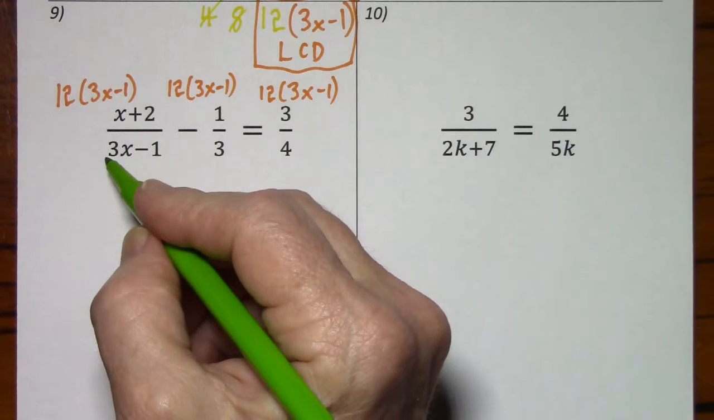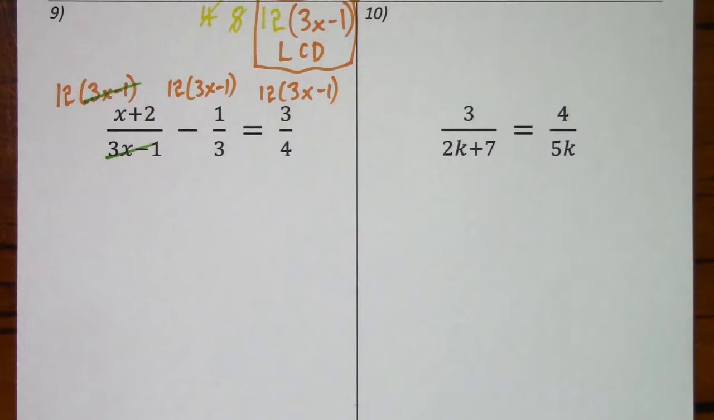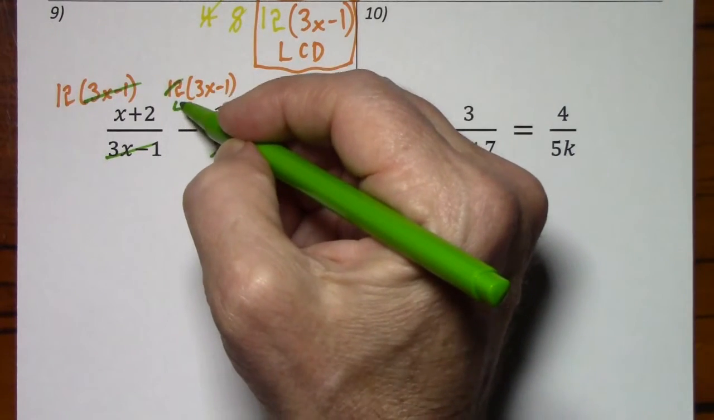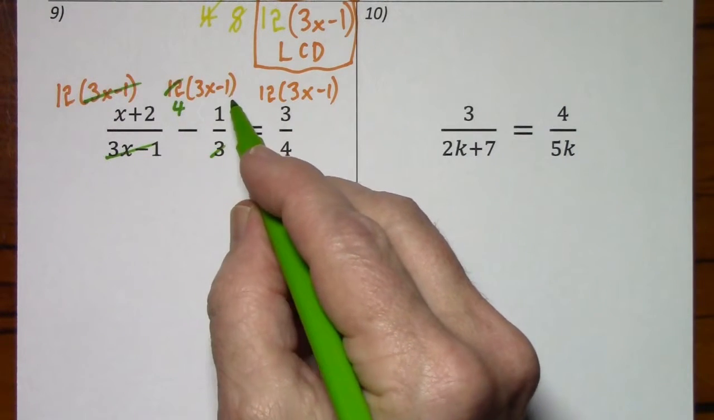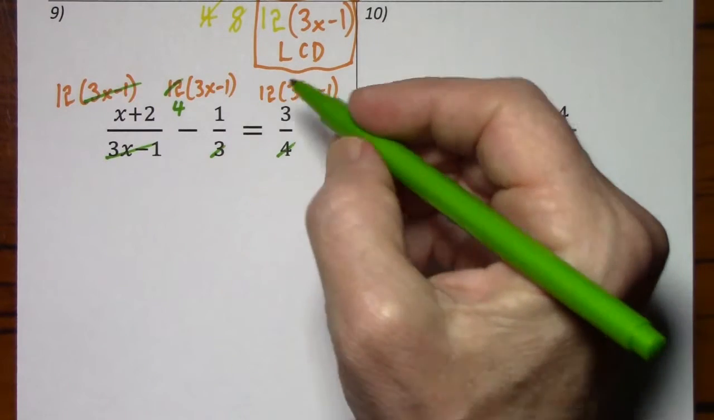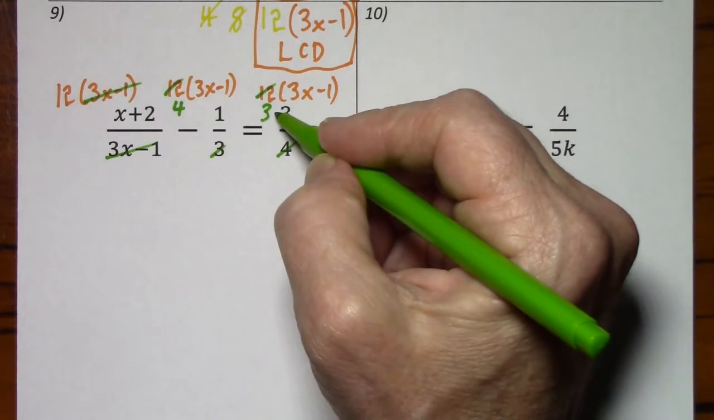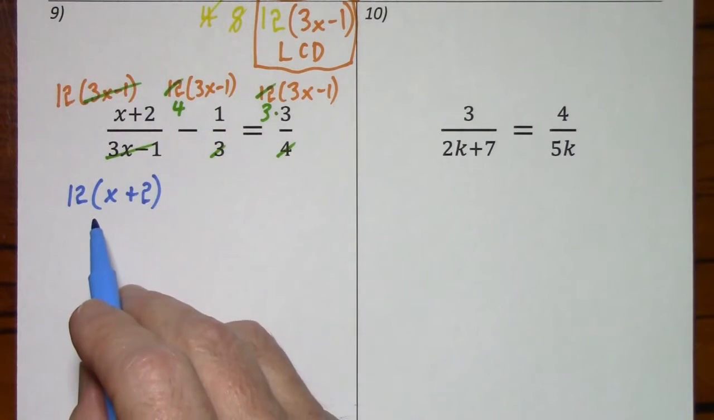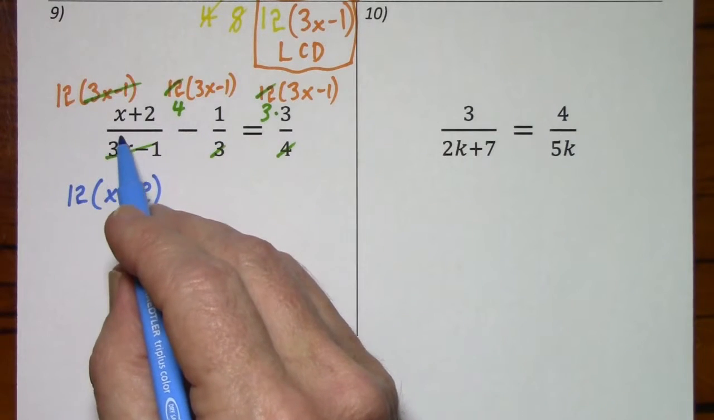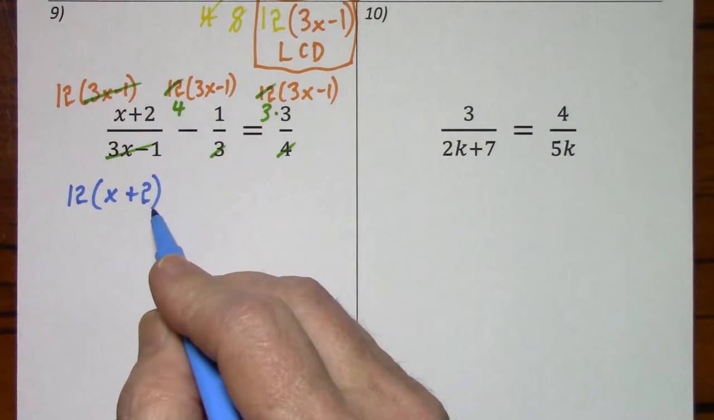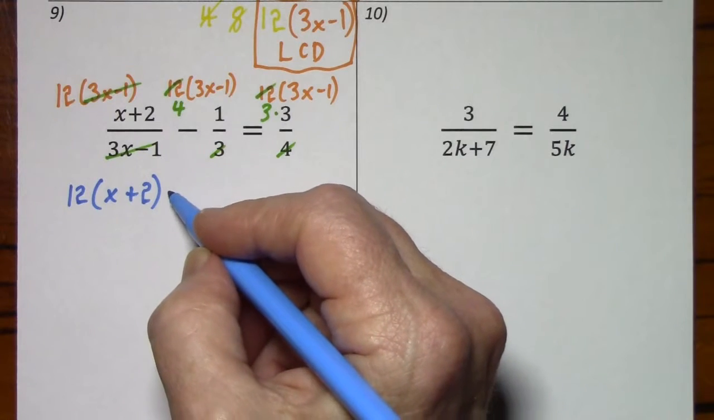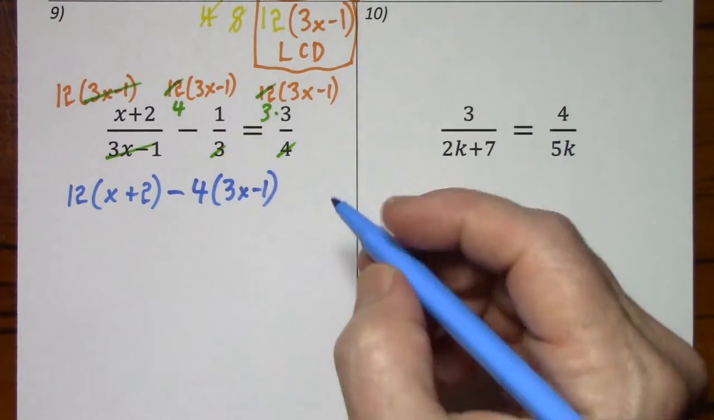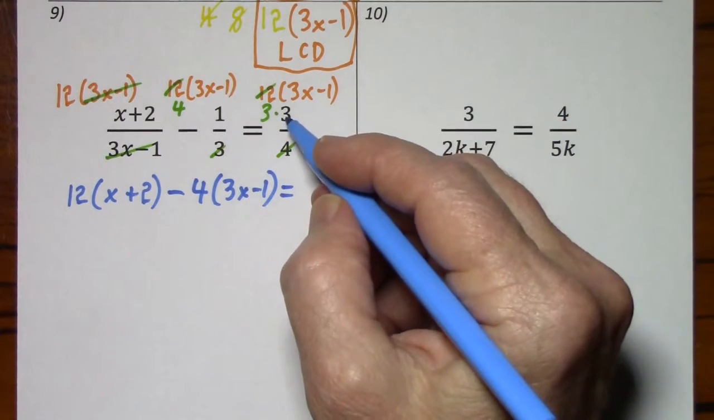Now we'll cancel what we can. 3x minus 1 cancels 3x minus 1. We'll be left with 12 times this quantity. Divide by 3 leaves us with 4 times 1 times the quantity 3x minus 1. And then here, divide by 4 leaves us with 3 times this quantity. I put parentheses around the x plus 2 because the fraction bar is a grouping symbol. When I write it down here, I need to group these two values together. Bring down our negative. 4 times 1 times the quantity. Bring down the equals. And then 3 times 3 is 9 times this quantity.